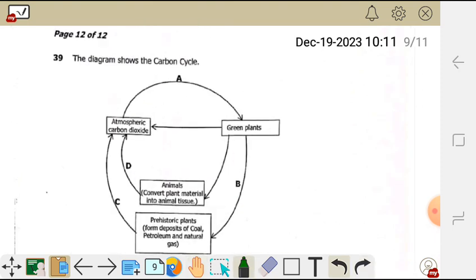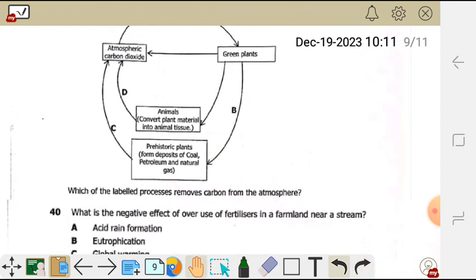So we have green plants here, then we have carbon in the atmosphere. So green plants are going to use carbon dioxide to produce oxygen during photosynthesis. Carbon dioxide plus water is going to produce glucose plus oxygen. That is photosynthesis. So green plants, which is this process A, is going to reduce carbon dioxide in the atmosphere. So the correct answer here is A. A will remove carbon dioxide from the atmosphere.